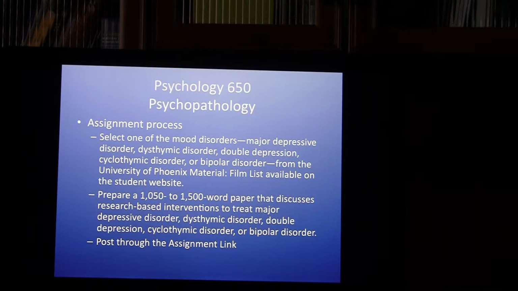The assignment requires that you select one of the mood disorders, either major depressive disorder, dysthymic, double depression, cyclothymic, or bipolar disorders, from the University of Phoenix material film list available on the student website. So again, you only need to discuss one of the mood disorders. Then prepare a 1,050 to 1,500 word paper that discusses research-based interventions to treat major depressive disorder, dysthymic disorder, double depression, cyclothymic disorder, or bipolar disorder. Again, you certainly can go over 1,500 words as long as you cover all of the objectives. And then post your assignment through the assignment link.